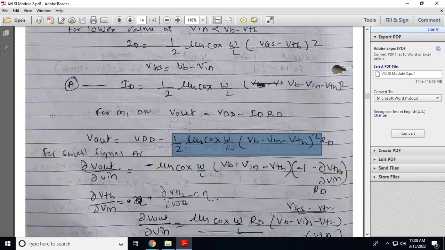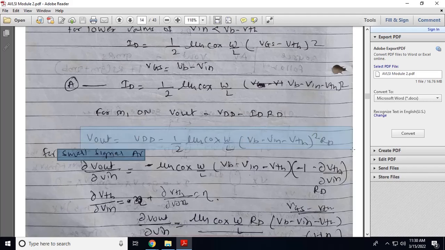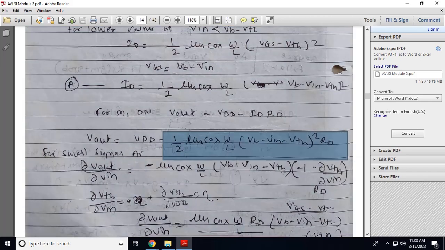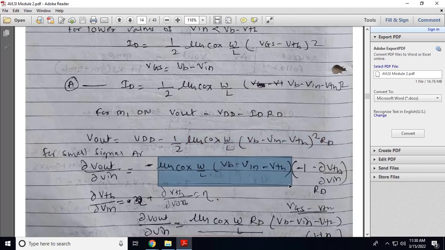Now we will differentiate this equation with respect to Vin because we need the small signal gain. So differentiation of Vout with respect to Vin. This is a constant, so it becomes 0. Vin is here, so we can differentiate this part with respect to input. Differentiation of this part with respect to input is μn Cox W/L (VB minus Vin minus VTH) times minus 1 minus derivative of VTH with respect to Vin, into RD.